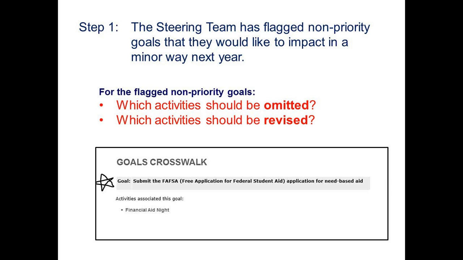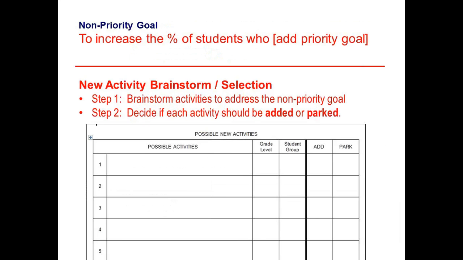So we're telling folks that in the non-priority section of the report, your steering team has flagged some non-priority goals that you'd like to impact in a minor way. It's not going to be something we're going to do hog wild like we are with the priority goals. But these are things that you feel just aren't working as well either, and you want to help kids make better choices in those areas. For any of the non-priority goals that you've starred, we're asking folks which activities should be omitted, which should be revised, and are there activities that we should add.